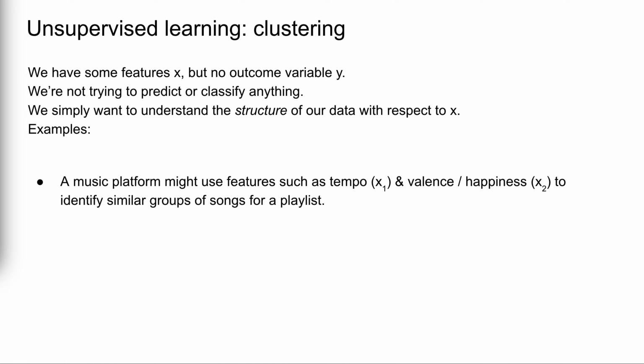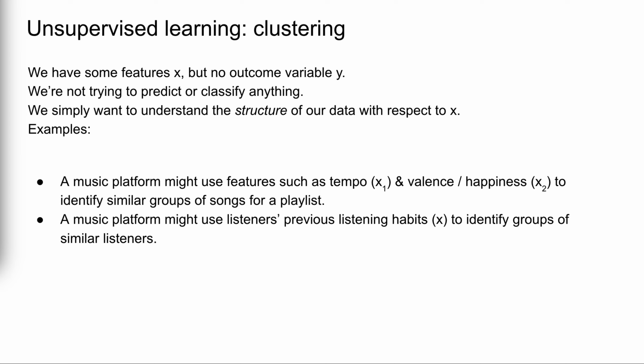First, a music platform might use features such as tempo x1 and valence or happiness x2 to identify similar groups of songs for a playlist. They aren't trying to predict anything about a song, just to identify similarities that might be used to create, again, playlists or stations. Relatedly, a music platform might use listeners' previous listening habits, X, to identify groups of similar listeners. They're not trying to predict anything about listeners here, but just trying to understand different types of listening behavior.